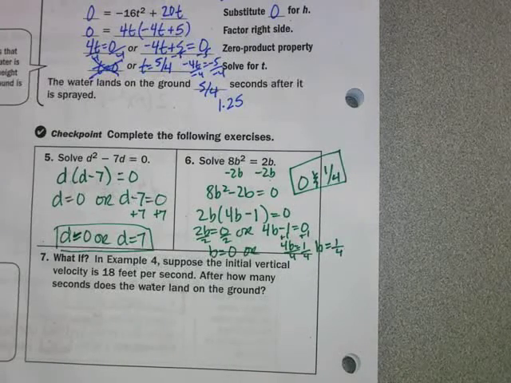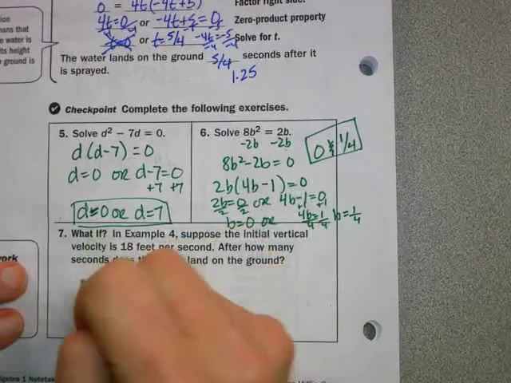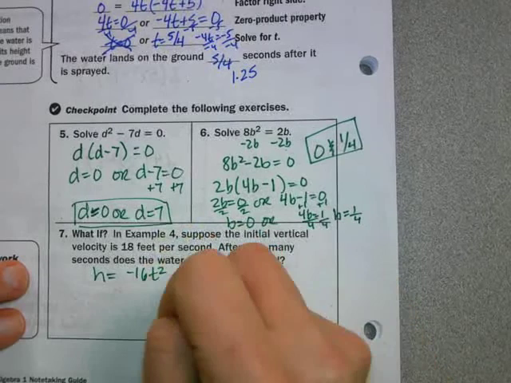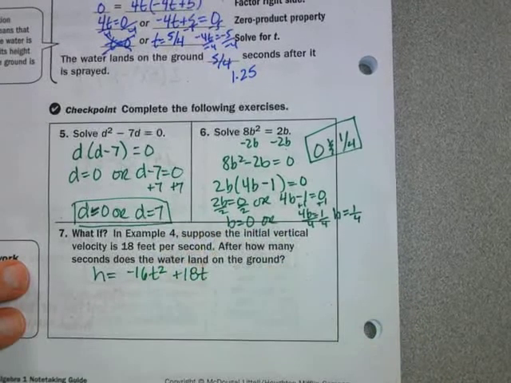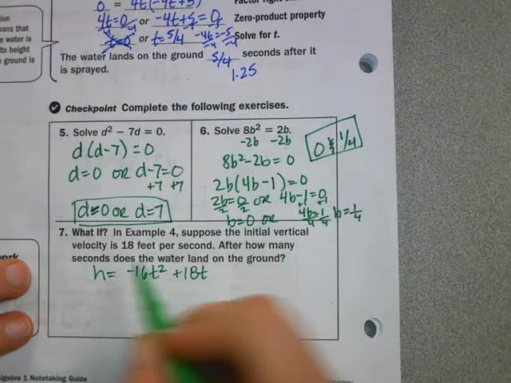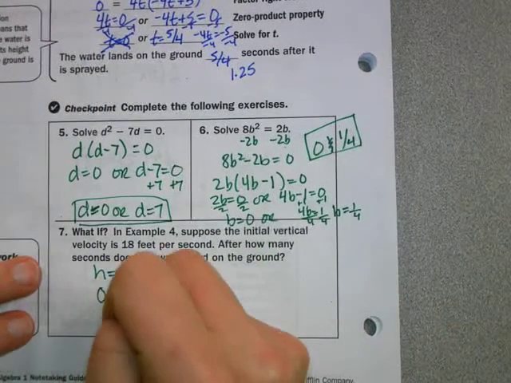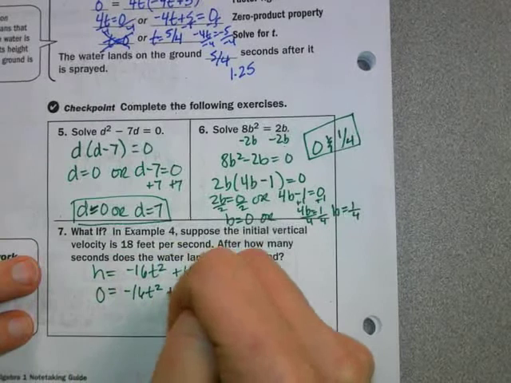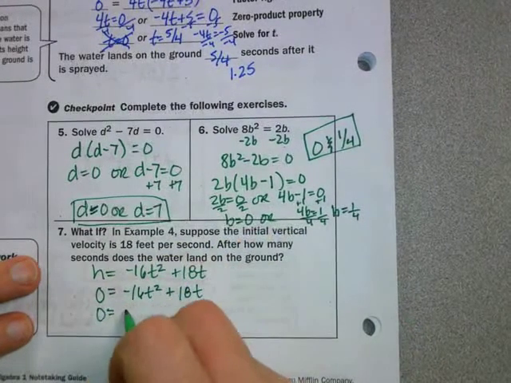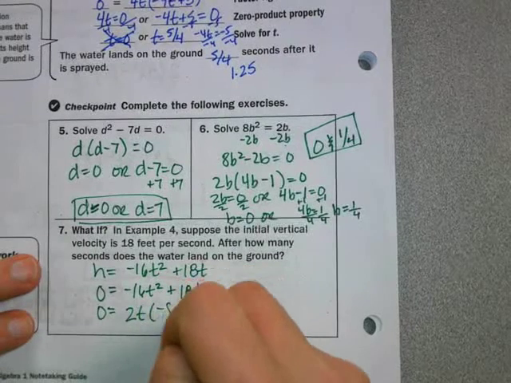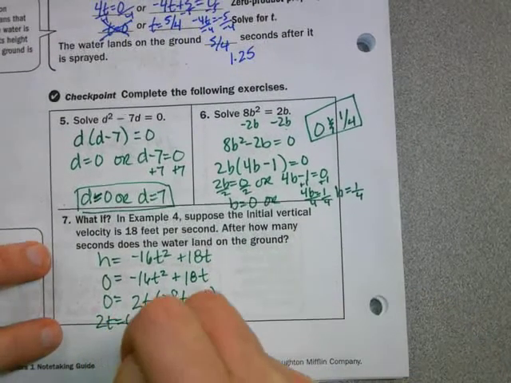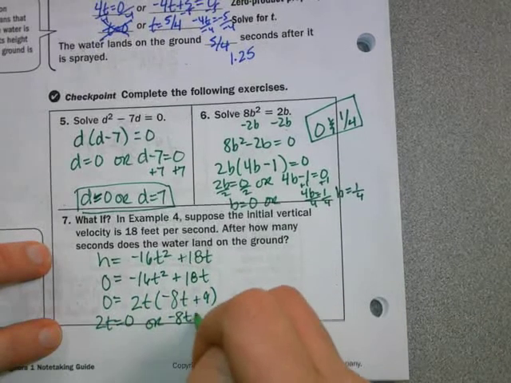So it's the same idea. Here's your original equation. It's plus vt, but now it's 18 instead of 20. And it's still plus 0. My initial height is still 0. So now I'm going to substitute 0 in for h and see how long it takes for it to land back on the ground. My common factor that I can factor out is a 2t, and I'm left with negative 8t plus 9. Set them both equal to 0. Divide by 2 over here.